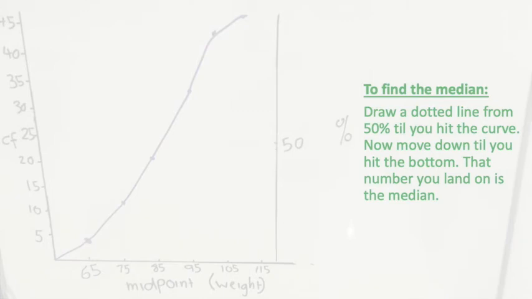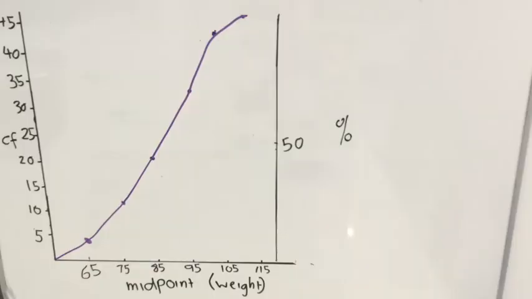Now, move down till you hit the bottom. The number you land on is the median. So pause it if you need to and write that down, then come back to the graph and we will do it together. All right, so you should have that written down by now. If not, make sure that's written down before we do this.